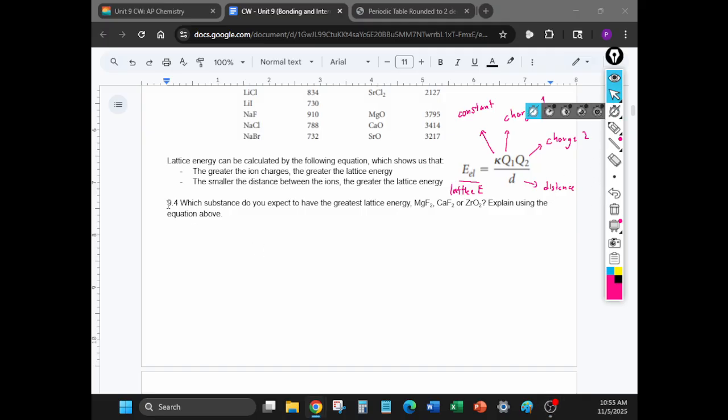Let's take a look at 9.4, and then we're going to try it in a problem. I'll show you how to do it with MgF2, and I'll have you guys do it with the others. This problem is basically asking us, out of these 3 ionic compounds, which one has the greatest lattice energy? So let's do MgF2. For MgF2, we're going to plug in our values. So E is going to equal K, and then let's do Q1 for the cation. If you look at MgF2, what is the charge on Mg?